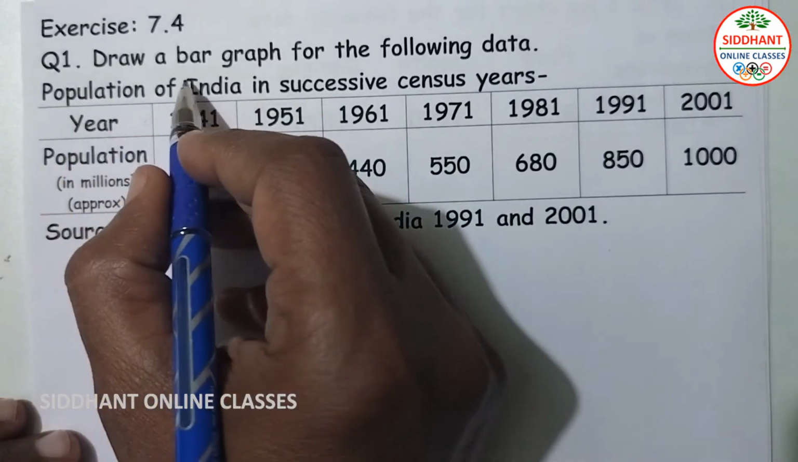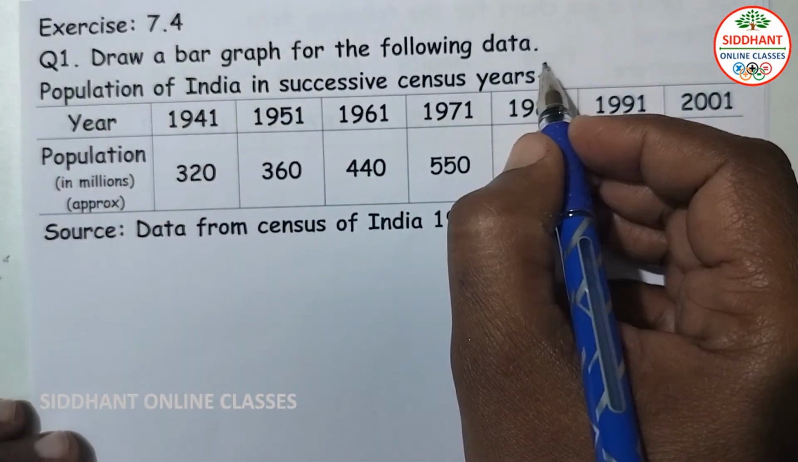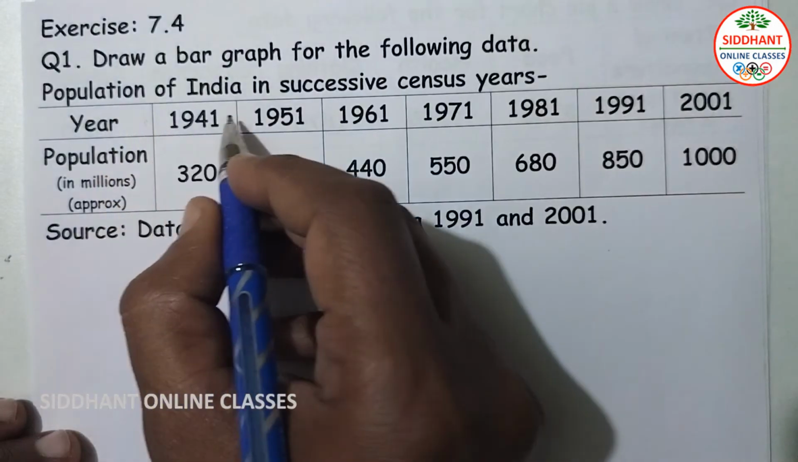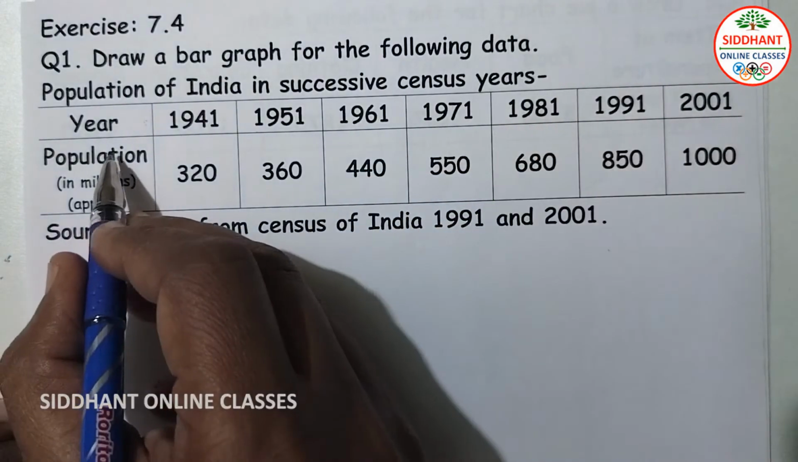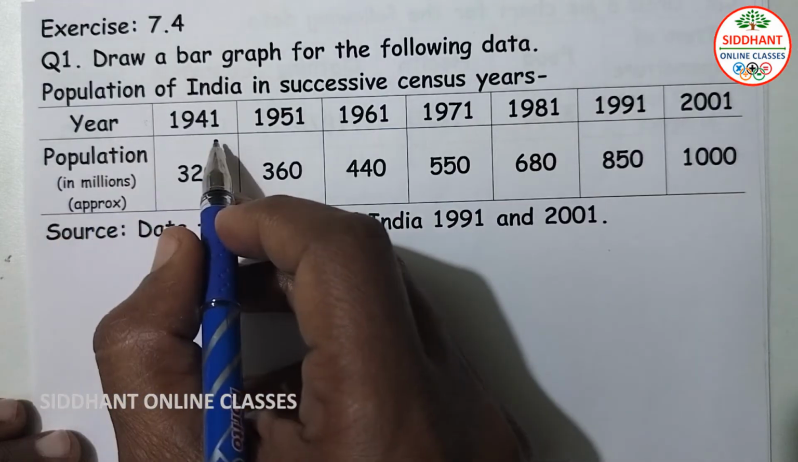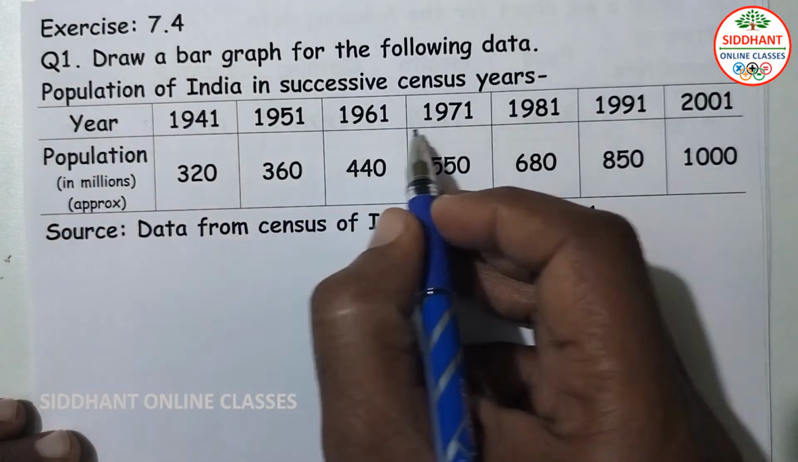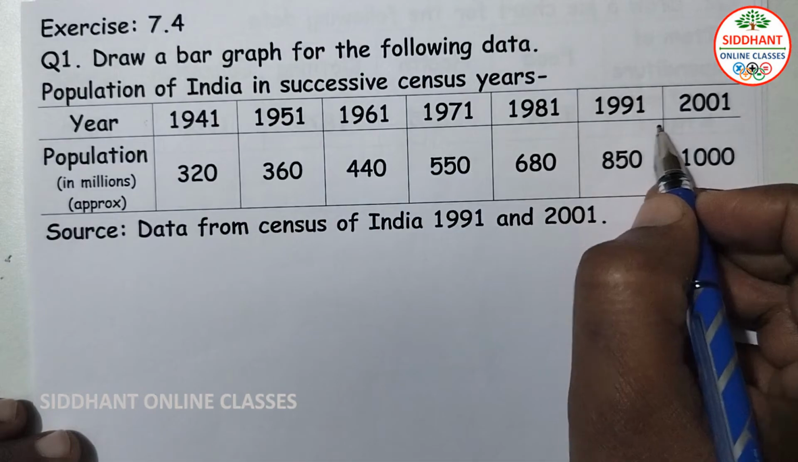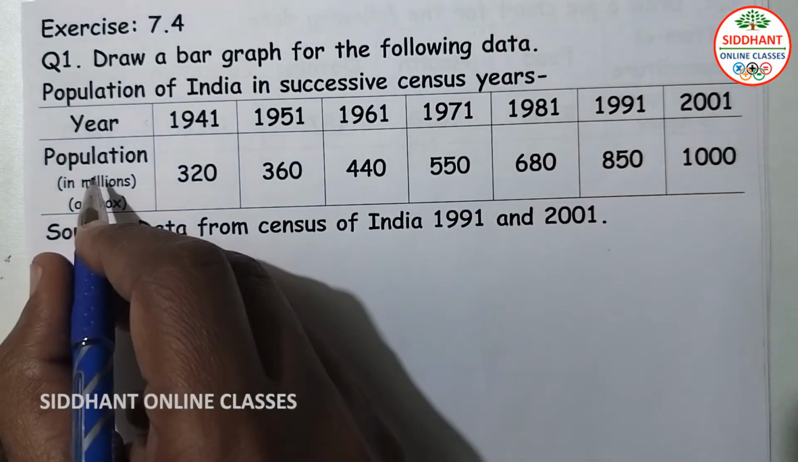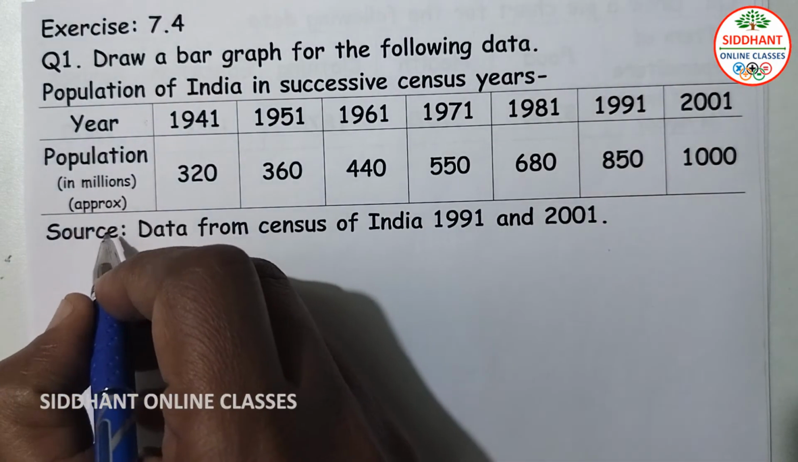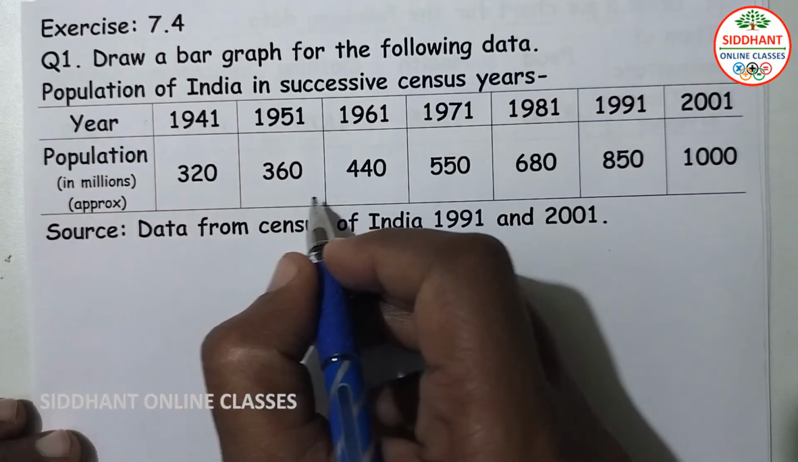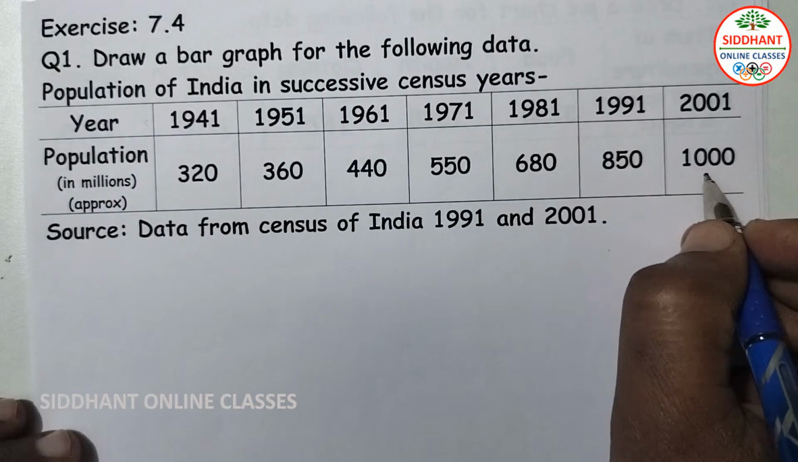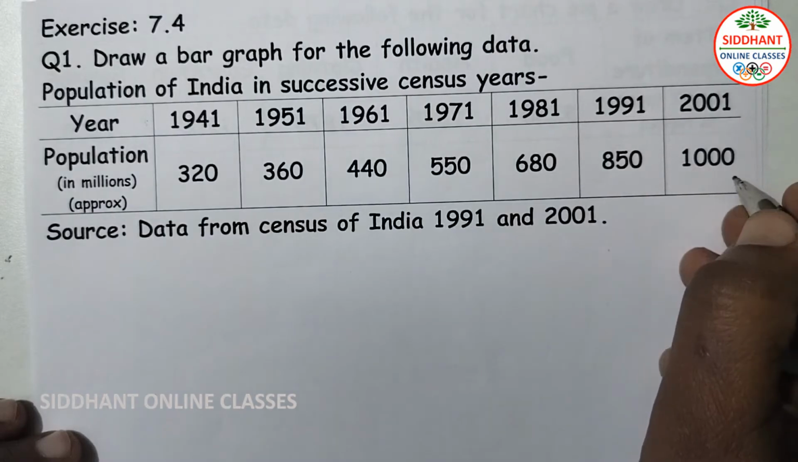Question number 1. Draw a bar graph for the following data. Population of India in successive census years. Here the years given are 1941, 1951, 61, 71, 81, 91, 2001. And population is given in millions, that is 320, 360, 440, and so on up to 1000 millions.